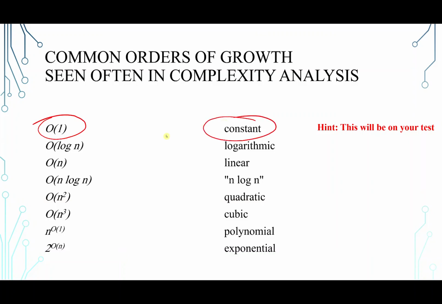Common orders of growth seen often in complexity analysis: big O of 1, constant; big O of log n, logarithmic; big O of n log n. We say n log n, even though the logarithm is involved. Big O of n is linear, big O of n squared is quadratic, then cubic, polynomial, and big O of 2 to the power n is exponential, and so on.